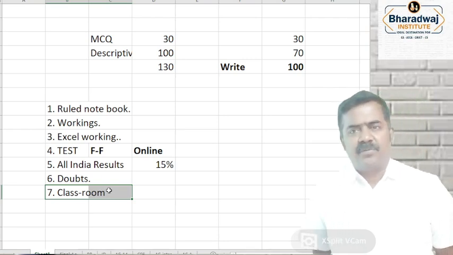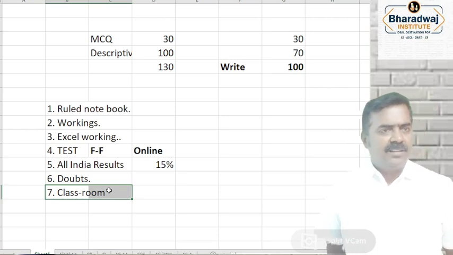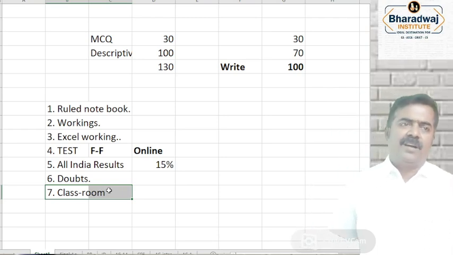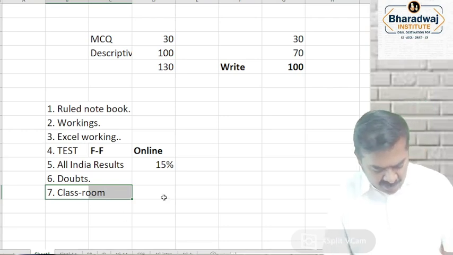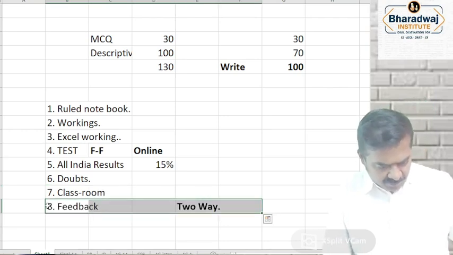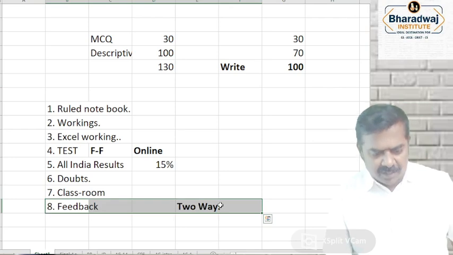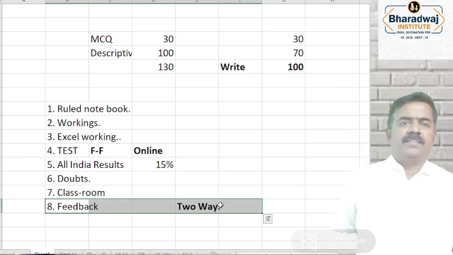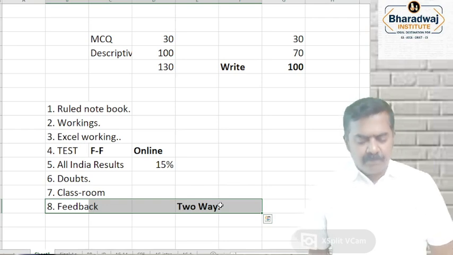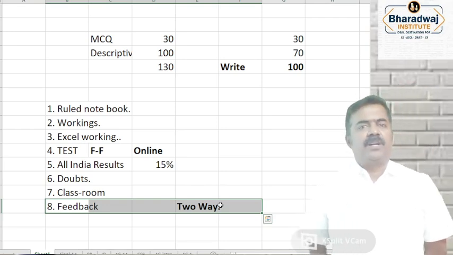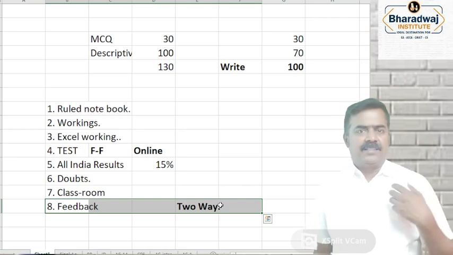And of course, after the class, you can have relaxation. Then ensure that you are studying beyond the class hours. That is about all these things. The feedback will work two-way in Bharadwaj. The feedback, in the sense, is students communicating the feedback to the faculty. Varsha madam or myself, we take accounts.